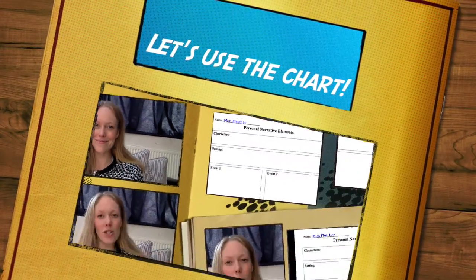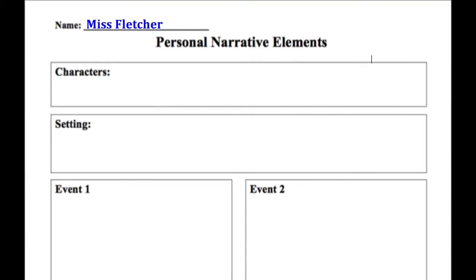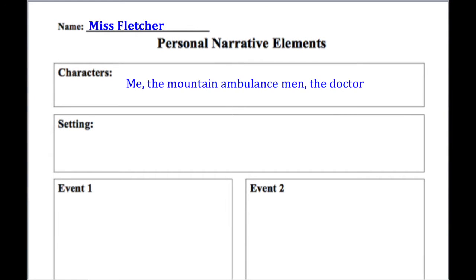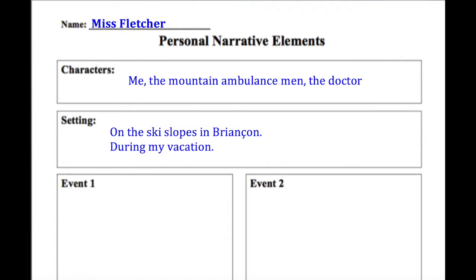Let's go. I realize how important these elements are and how using a chart can help me. I was thinking about my experience when I broke my knee and the doctors had to help me. So under character, I'll write me, the mountain ambulance men, and the doctor. I was skiing during my vacation, so under setting, I will write on the slopes at Briançon and during my vacation.